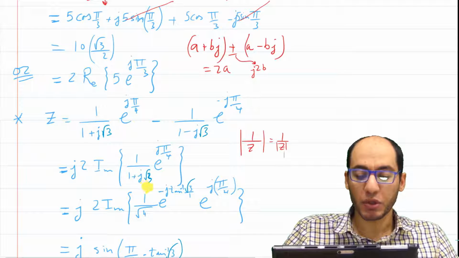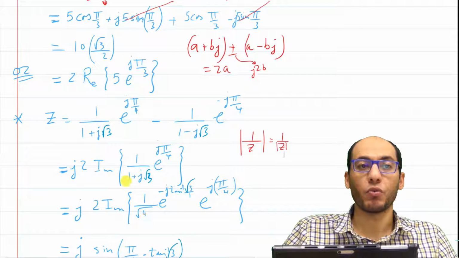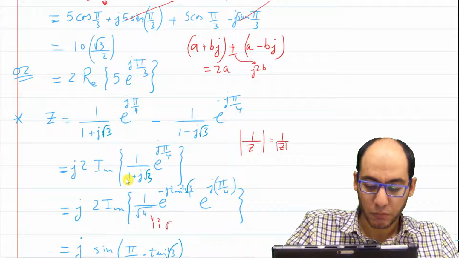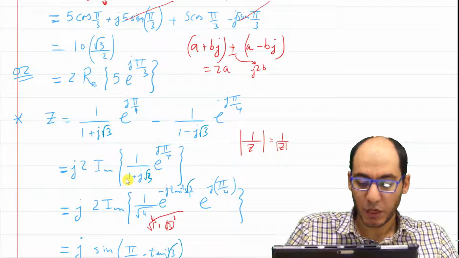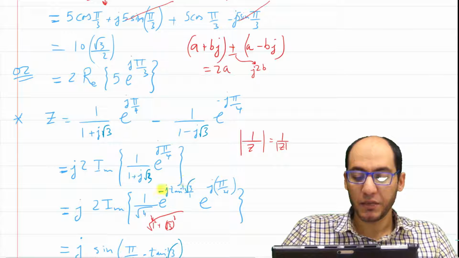Okay, so right now I need to calculate the amplitude of this number in the denominator, which is going to be the square of the first, plus the square of the second, under the square root: 1 squared plus square root of 3 squared. Okay, so that's basically how you calculate the amplitude. And now the phase.